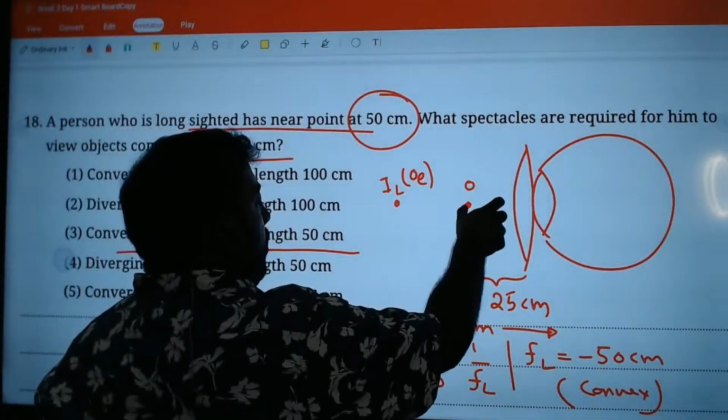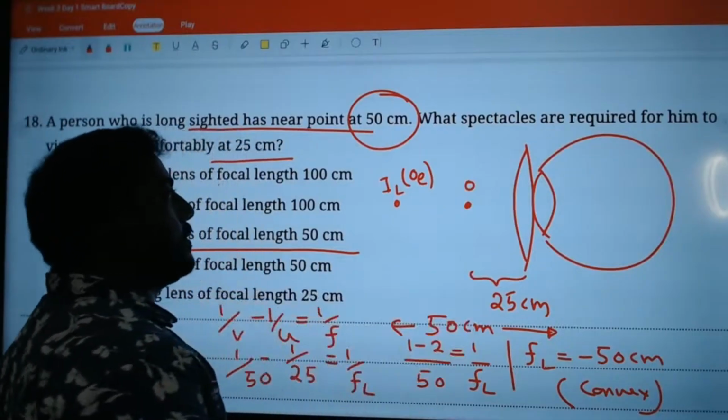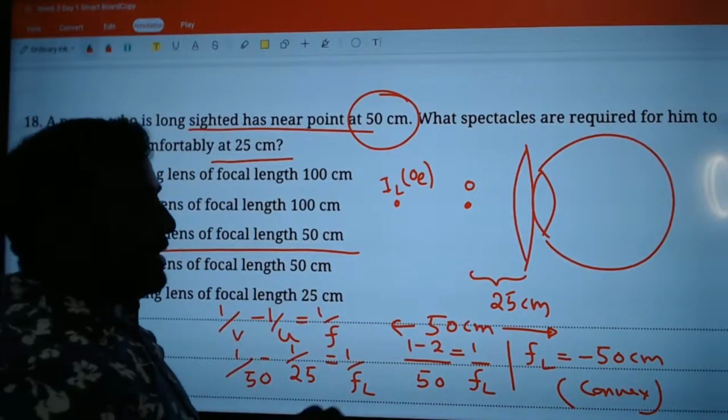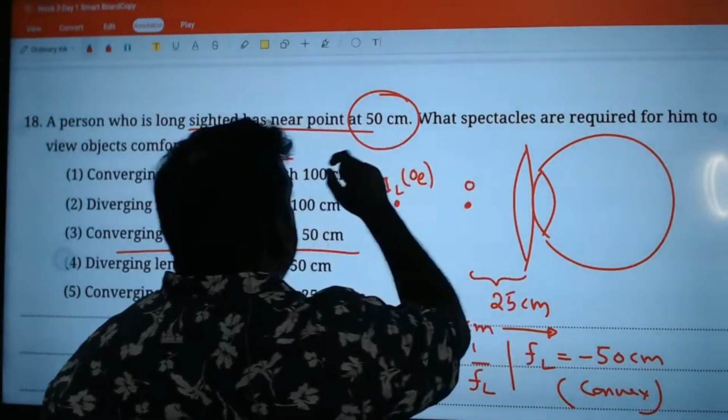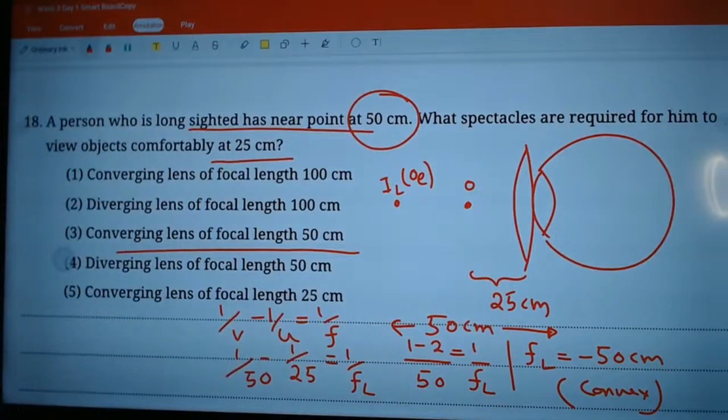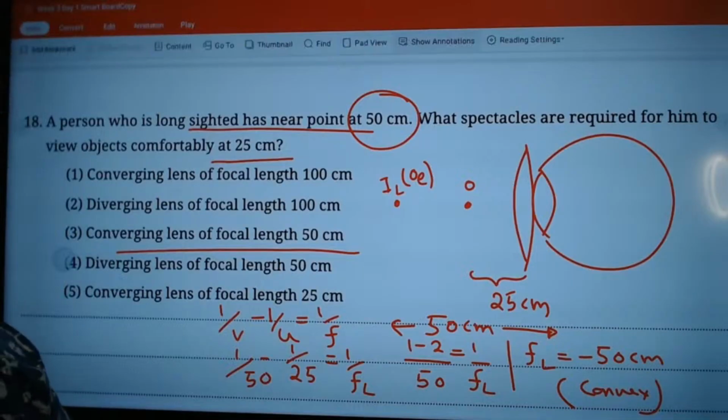When we place the object at 25, the image must form where the eye can see. Okay, no? Right.